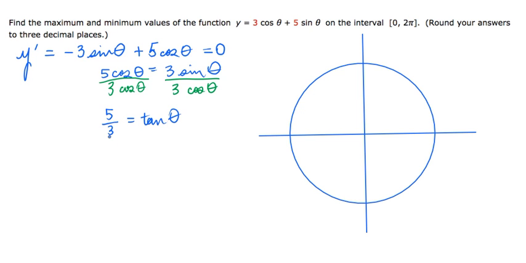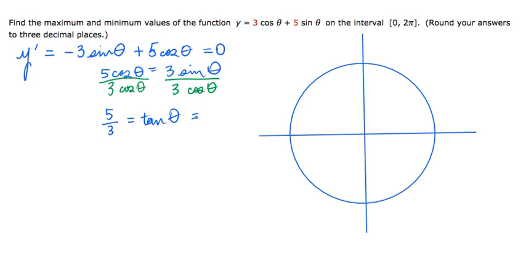You could use tangent inverse, and I will have to if I need to approximate my answers, but I'm going to draw a diagram first to figure out how many answers I have and where they're at. So tangent of theta is positive in 2 quadrants, the first and the third. So there's going to be those 2 quadrants, there will be one angle where tangent of theta is 5/3.